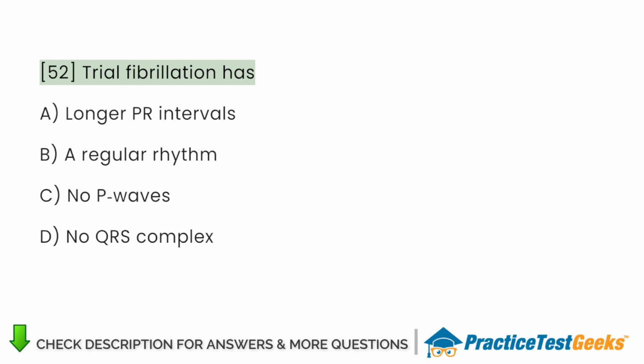Atrial fibrillation has A. Longer PR intervals, B. Irregular rhythm, C. No P waves, D. No QRS complex.